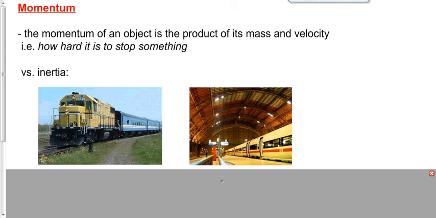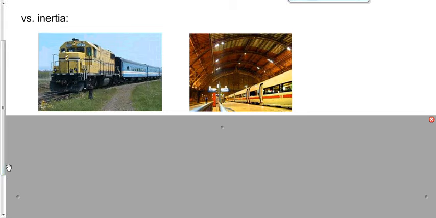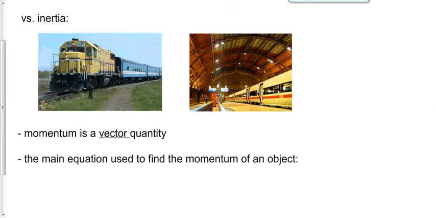Inertia is a more general term. It's how difficult it is to change the motion of an object, how difficult it is to make something speed up or slow down or start something or stop something. So inertia is going to be dependent upon what? If momentum is mass and velocity, inertia depends upon just mass. Momentum is a vector, of course, and the equation that describes momentum is p equals m times v. It comes right back to the definition, the product of mass and velocity.